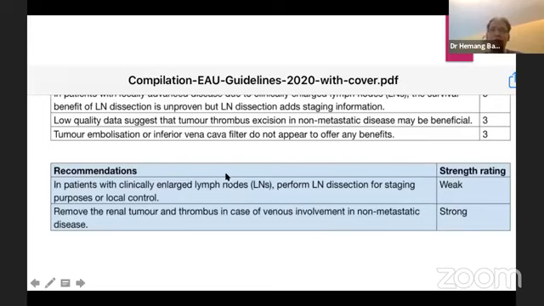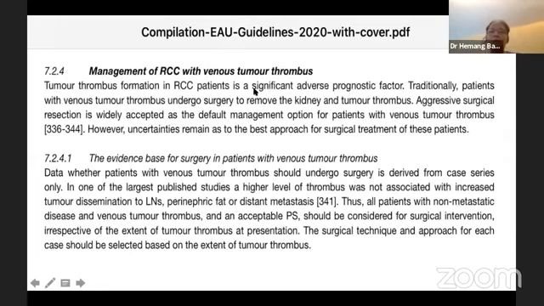In all guidelines, NCCN guidelines clearly say that surgery is an option. Dr. Srivatsa has already mentioned that. These are the EAU guidelines: remove the renal tumor and thrombus in case of venous involvement in non-metastatic disease. The level of evidence is strong. So we should be removing it regardless of the level.